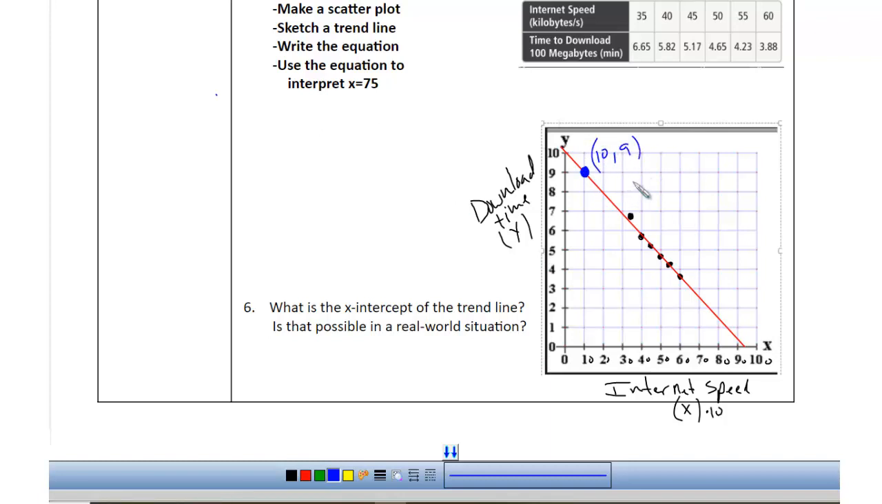And then see if I can come up with another good one. Well, it doesn't go through any of these nice tick marks anywhere again. I'm going to go ahead and take this point right here because it looks pretty dead center. So that was at 60, and that was 3.88.